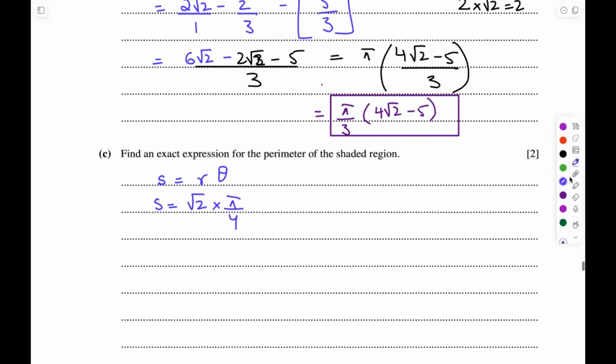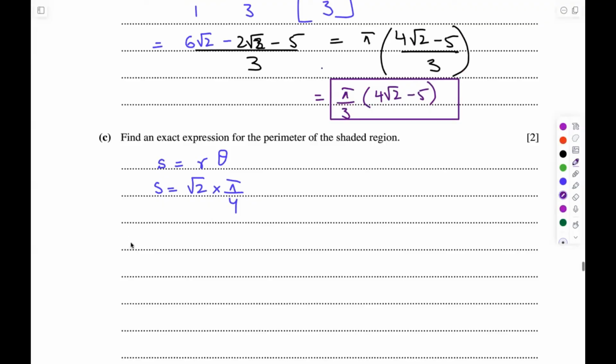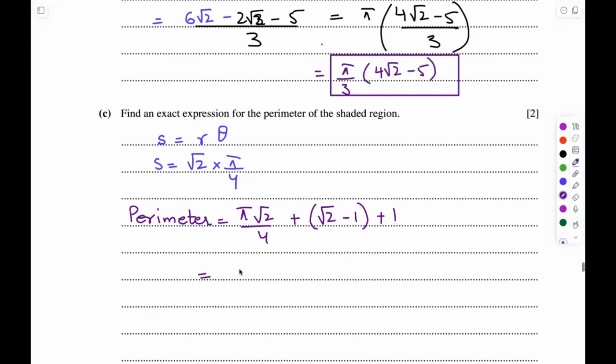Once we have the arc length, we can add the remaining 2 lengths to find the perimeter of the shaded region. So the perimeter will be the arc length, which is pi root 2 upon 4, plus one of the lengths, root 2 minus 1, and the other length, which was 1. Simplifying this, we get pi root 2 upon 4 plus root 2, and minus 1 plus 1 will cancel out. So the final answer for the perimeter will be pi root 2 upon 4 plus root 2.